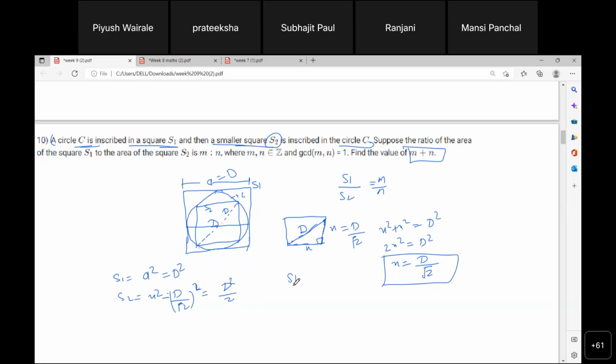If I take the ratio of S1 and S2, what will I get? d square upon d square by 2. It will be 2 by 1. I can equate this with the ratio m by n, so m is 2 and n is 1. And the GCD of m and n equals 1, so this condition is satisfied. So m plus n equals 2 plus 1, that is 3. So you just need to remember the standard area and perimeter of the shapes, like square, rectangle, circle, and trapezium. Any doubt in this problem?